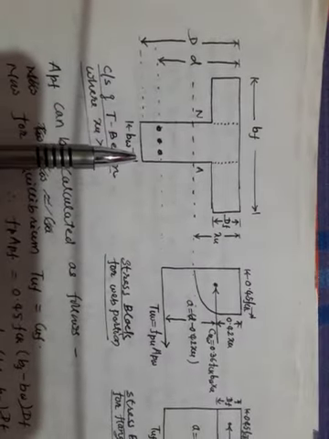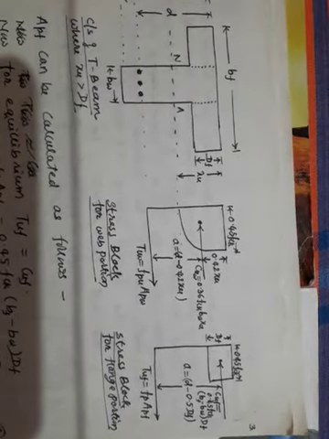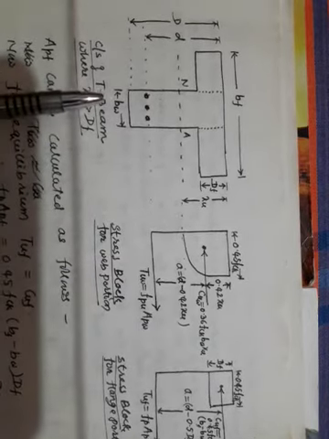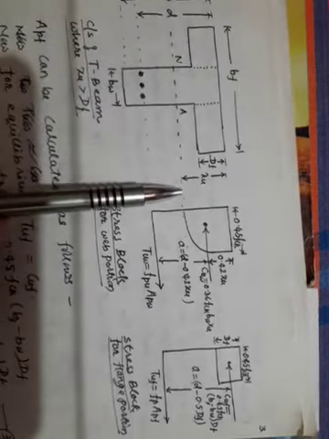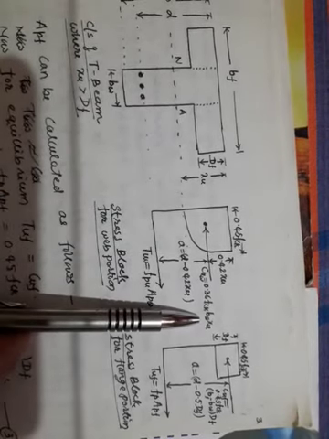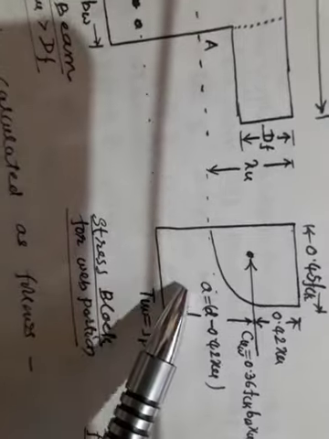So it is acting on an area of XU into BW. Now these CU force and TUW force have some distance between them, and this we call the lever arm. The lever arm can be written as D minus 0.42 XU, because this distance is 0.42 XU. Am I right? So this lever arm can be written as D minus 0.42 XU.